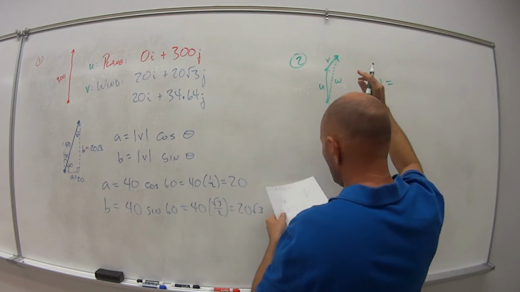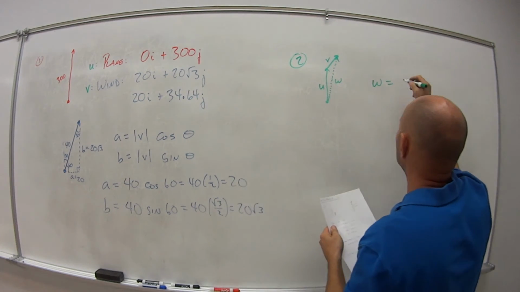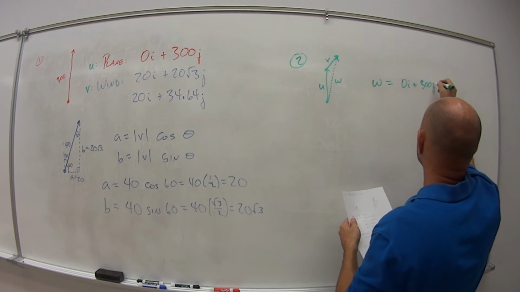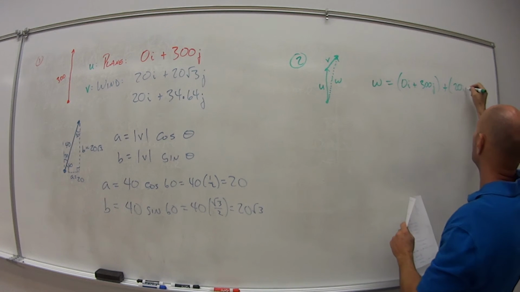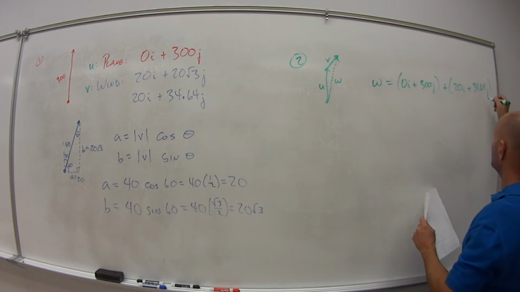So the true velocity of the plane as a vector is just the combination of these two. So 0I plus 300J plus 20I plus 34.64J.